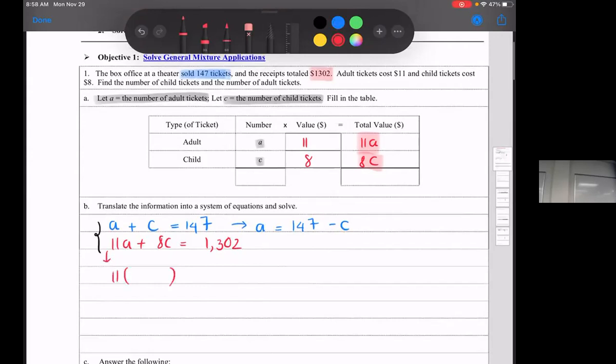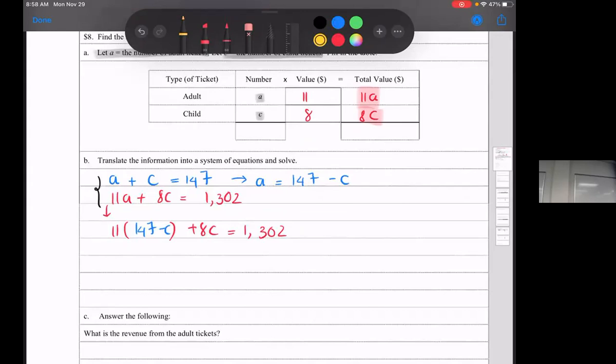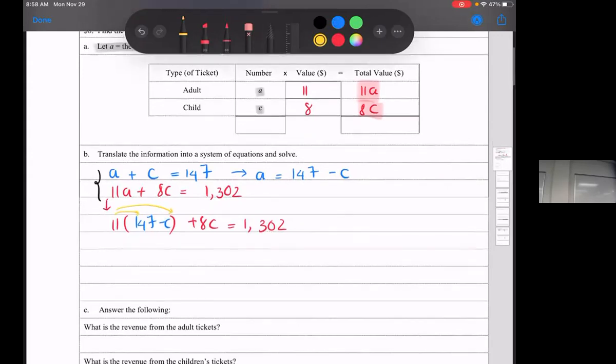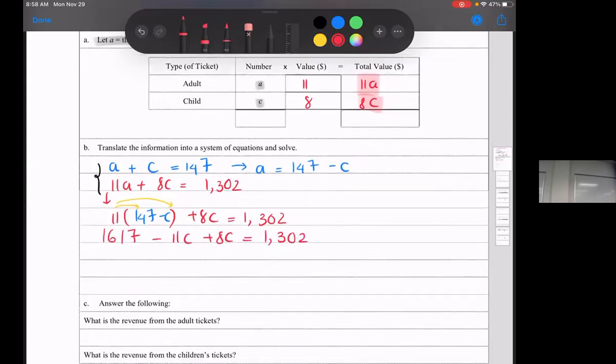11 times A. A now is 147 minus C plus 8C equal 1302. Let me do it. So distribute this, because this one is kind of complicated. I want to walk you through. 11 times 147 is, say it again, Sean. One number at the time. 1617. Thank you. And minus 11C plus 8C equal 1302. Combine like terms. Negative 11C and positive 8C, that's negative 3C. And then you subtract 1617.